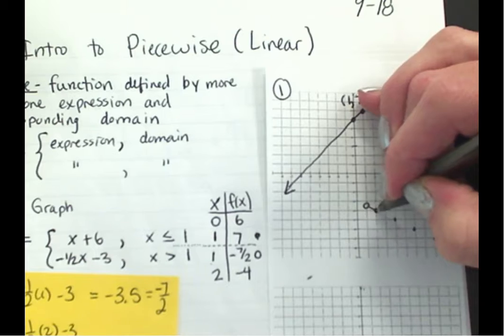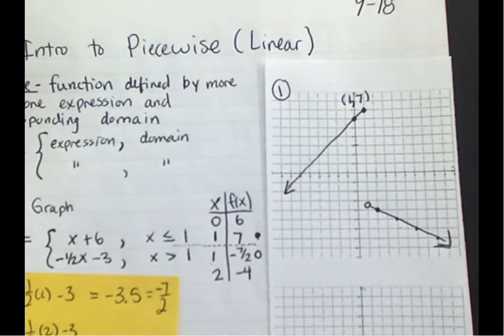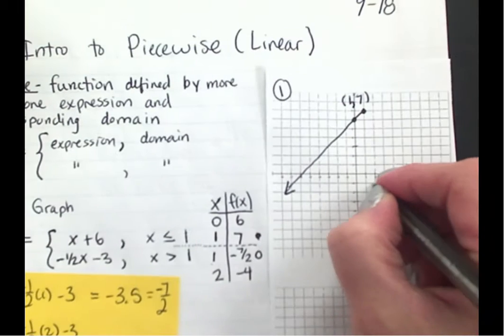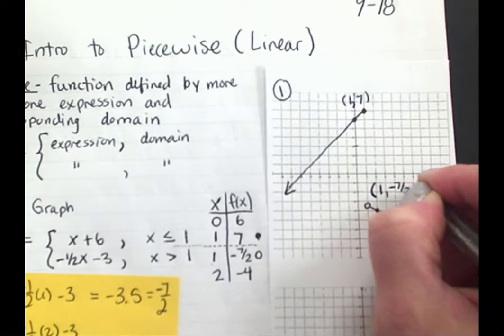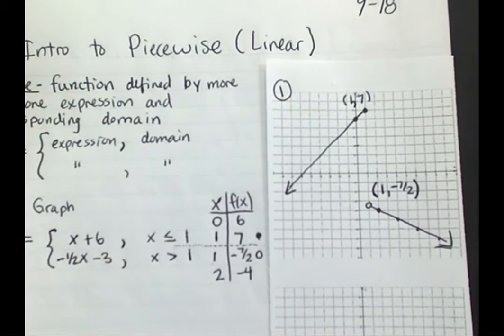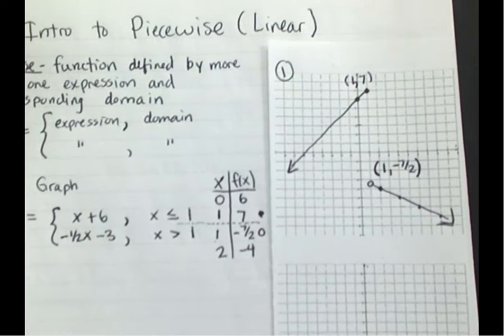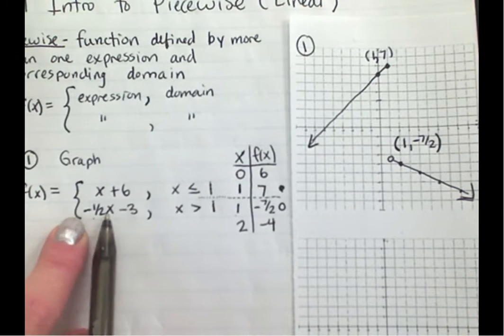Connect. And the only points that I really need labeled are the endpoints. And so I'm just going to write the endpoint down here. 1, negative 7 over 2. You need to know the endpoints. The rest of the points are there to help you actually draw the graph. All right. Negative 1/2 x minus 3.